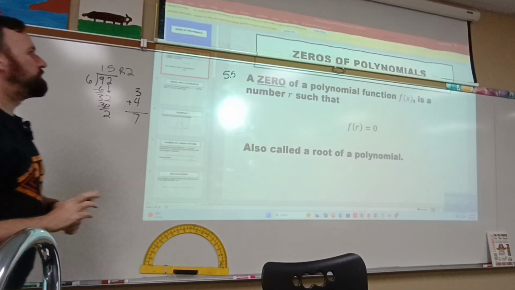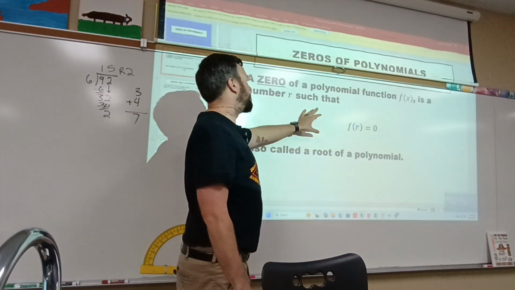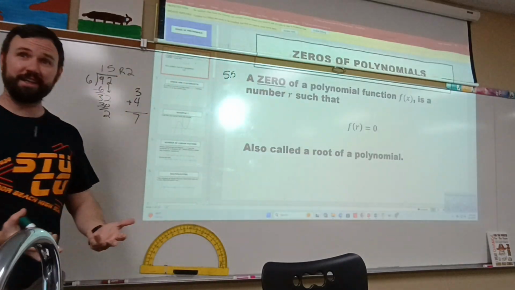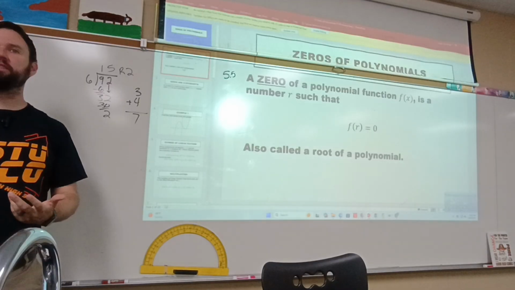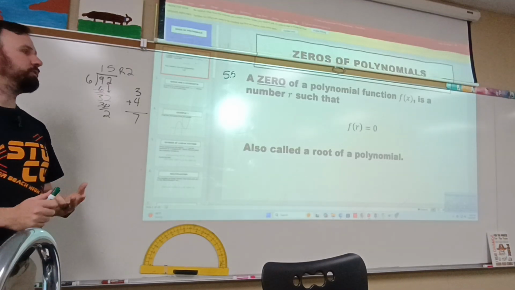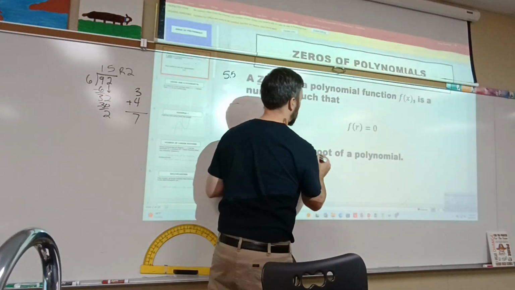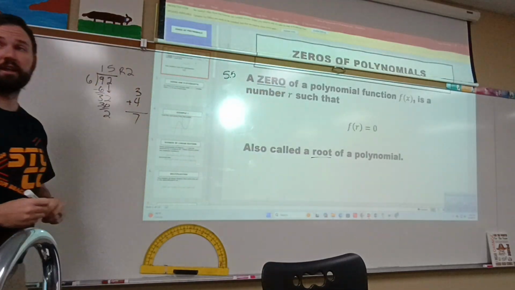So, a 0 of a polynomial is such that half of that number is 0. You agree on that? We call that a lot of things. We've called it an x-intercept, we can call it a 0, and now we're going to add another term. We can call it a root. Okay? A root because that's where it hits the ground, right? That's why it's called that.